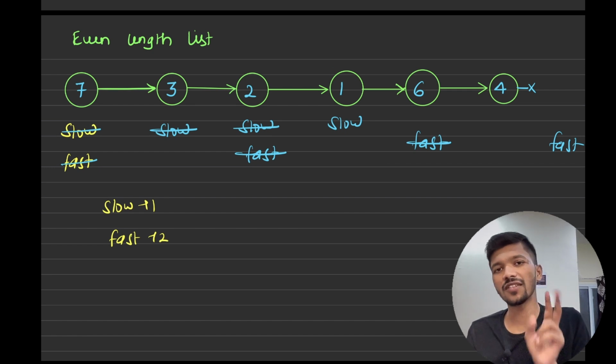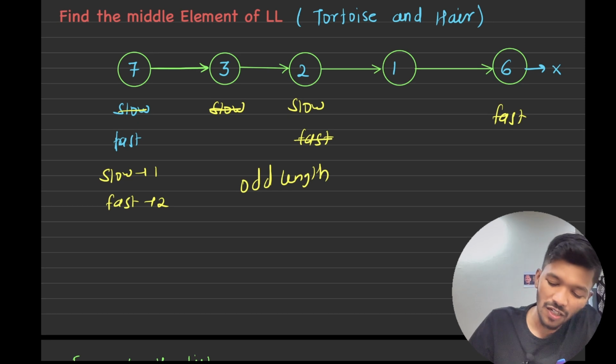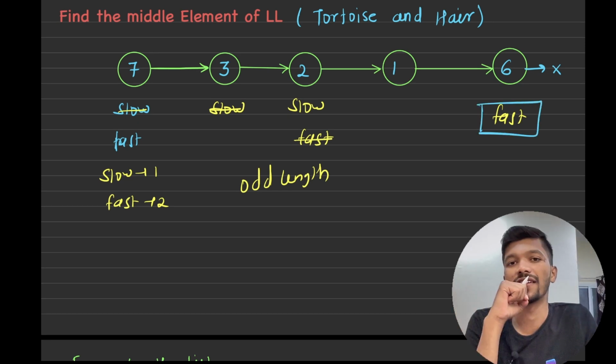There are two things that we need to make sure of from what we have observed in both examples. If you observe carefully, in this case the fast is pointing to my last node of the linked list, right?